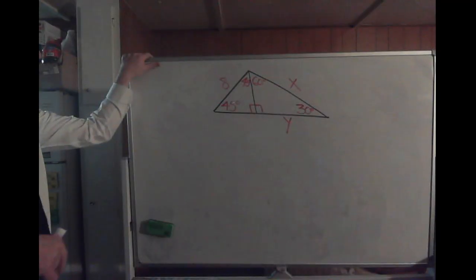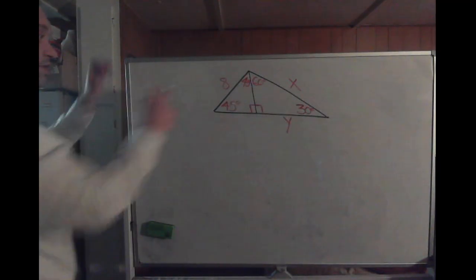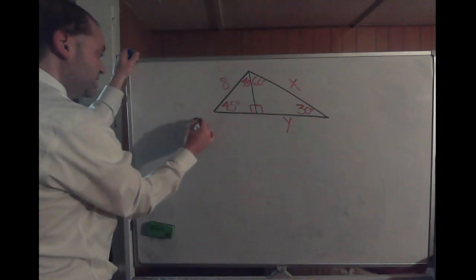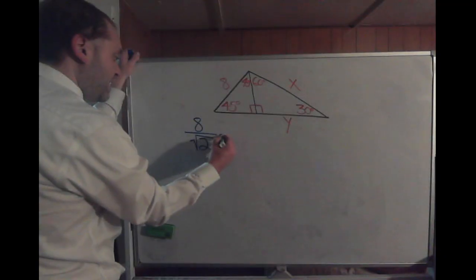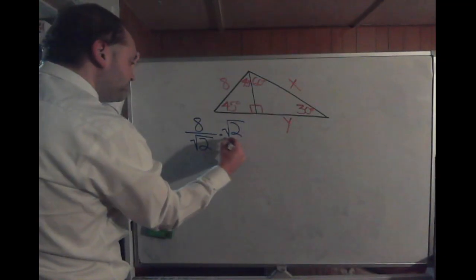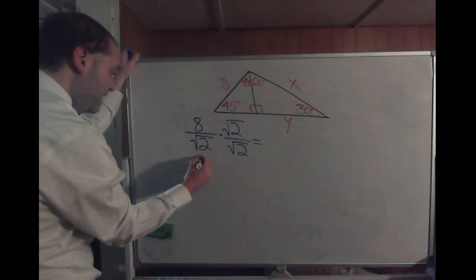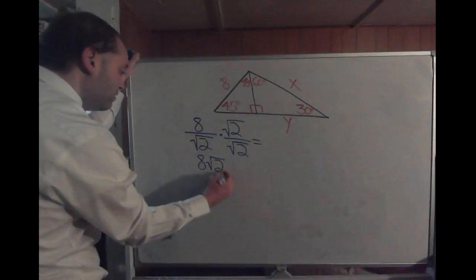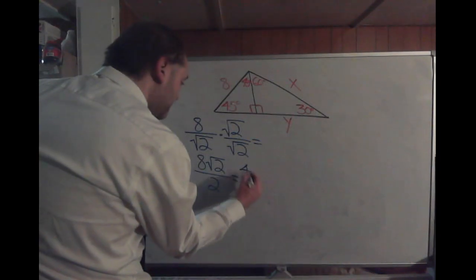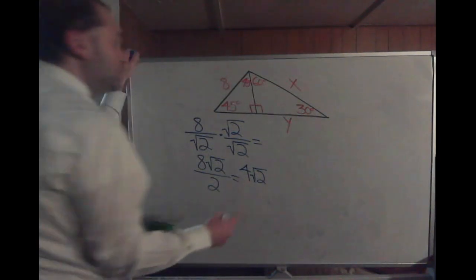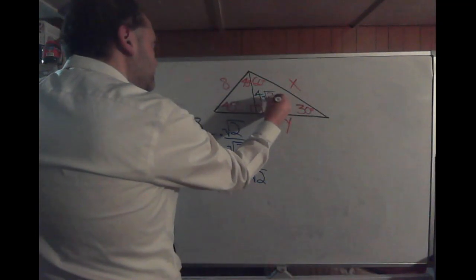Well, in order to find the leg of this 45, 45, 90 right triangle, you're going to take the length of your hypotenuse, divide that by the square root of 2, so then just rationalize your denominator, which would turn into 8 times the square root of 2 over 2, which would simply make this equal to 4 times the square root of 2. So now the length of the leg here is equal to 4 times the square root of 2.